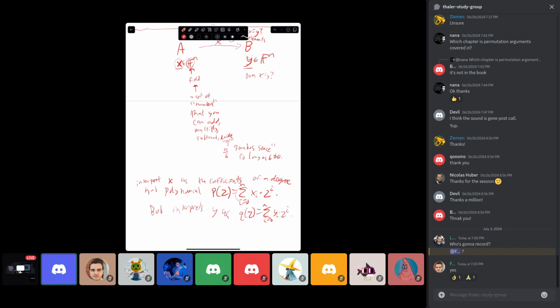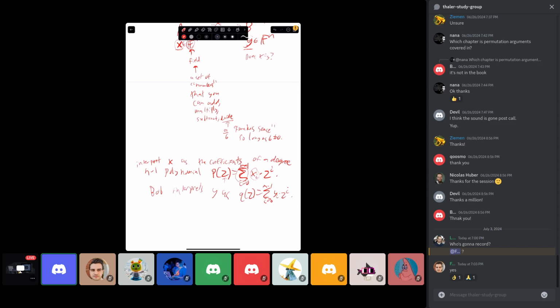Yeah, this notation, by the way, is a sum. So this is saying the sum over all entries of Alice's vector of that entry times the polynomial's input z raised to the power i.